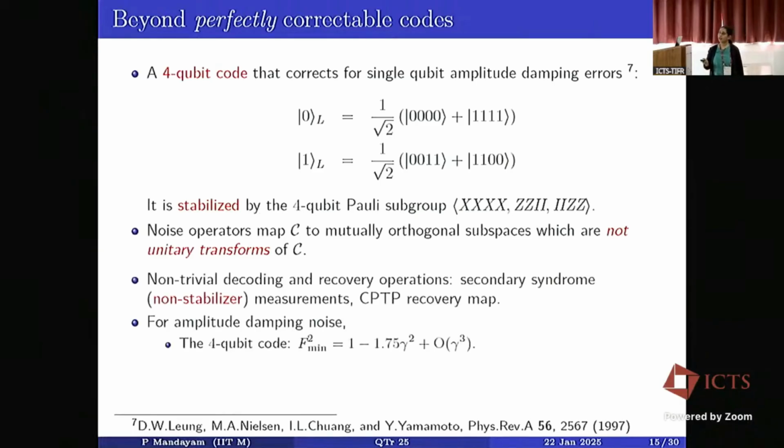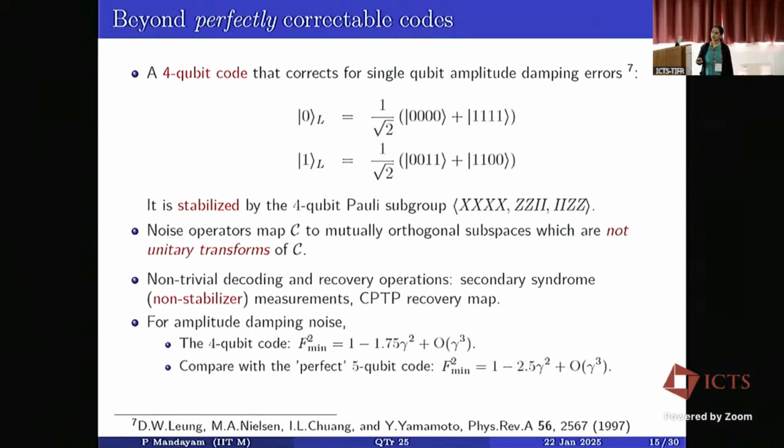So what I'm trying to get at is, if I'm trying to do this noise-adapted error correction, then I may have to do non-trivial decoding or recovery operations, like, for example, non-stabilizer measurements, or more generally, I could think about the recovery operation itself as a CPTP map, and then ask what is the best such CPTP map that I can construct for this specific code and this specific noise. Just to complete the story with the 4-qubit code, this is the fidelity that one achieves with the 4-qubit code in terms of the damping strength gamma, which I have shown you in previous slides. And of course, you notice that the linear order term in gamma is gone, and so you've corrected all the single damping effects.